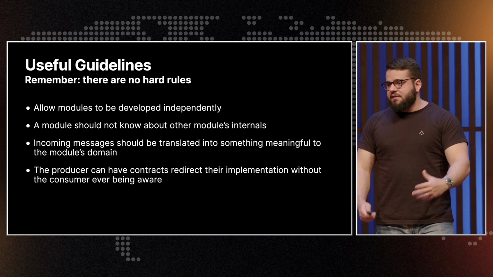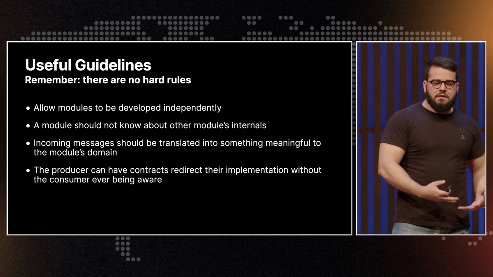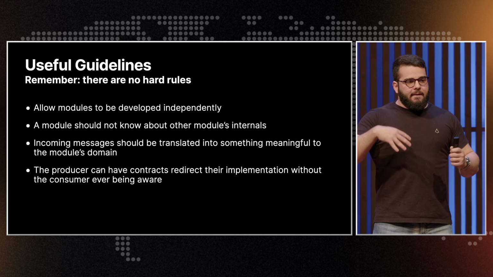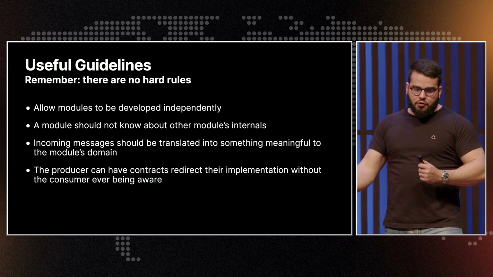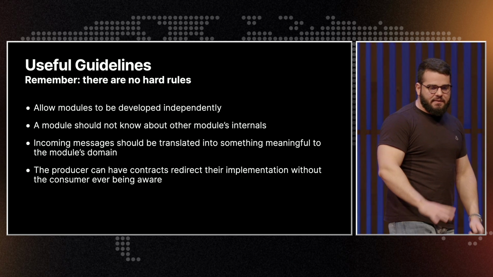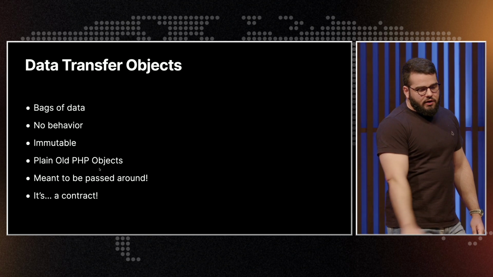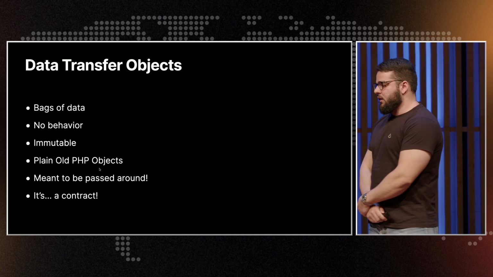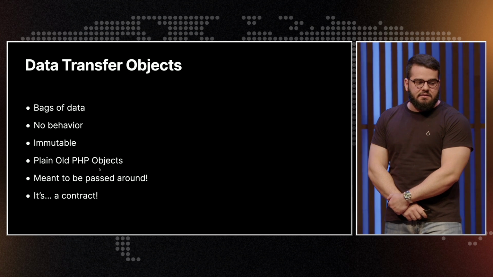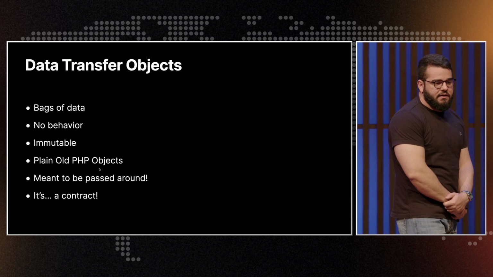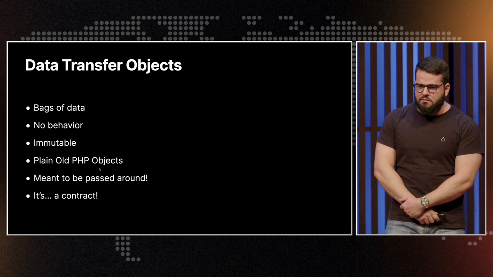And you want incoming messages to a module to be transformed into something that's meaningful to that module's domain. So you want the producer to also own the objects that are going to go inside it, usually. Or you can have specific objects that are meant to be passed around. So we're going to talk about data transfer objects. Sounds fancy, it isn't. It's just a bag of data. It's an object that is meant to be passed around. That's why it's called a data transfer object. And we can use those to pass information between modules.